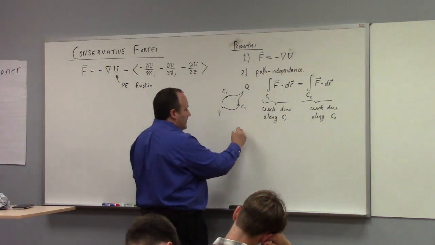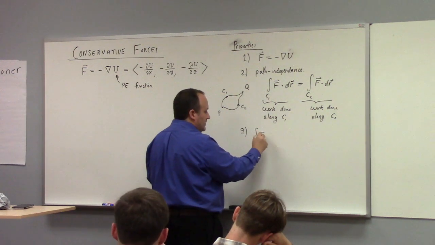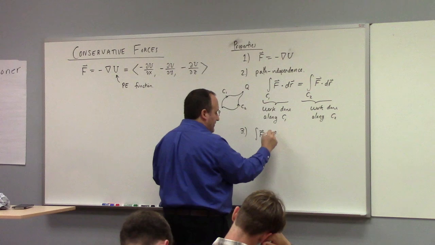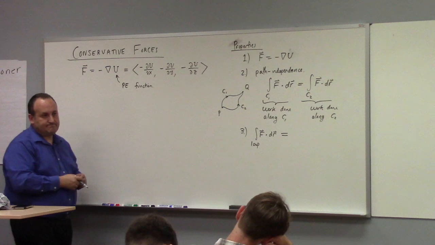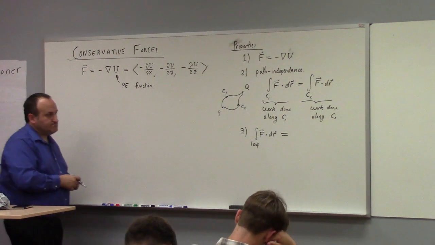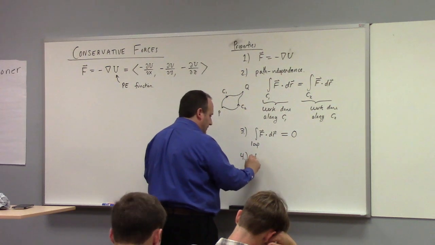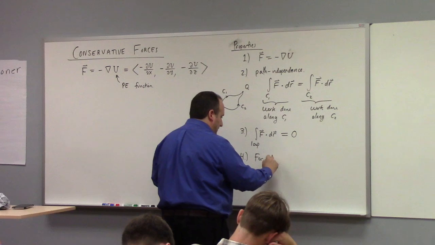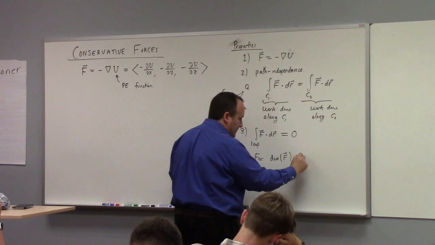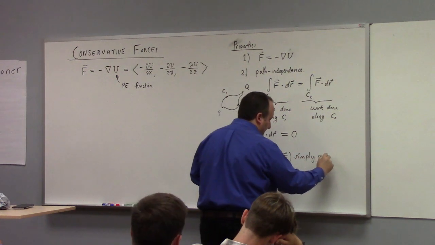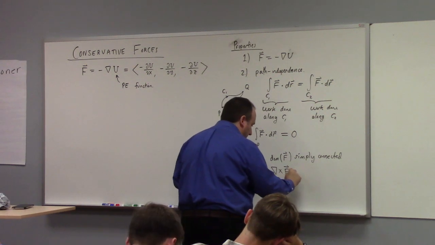Number 3, the work done by a path independent force around a loop is what? 0, right? It's 0. And then 4 is a little bit more technical: for the domain of the vector field simply connected, we have the curl of the vector field is 0.